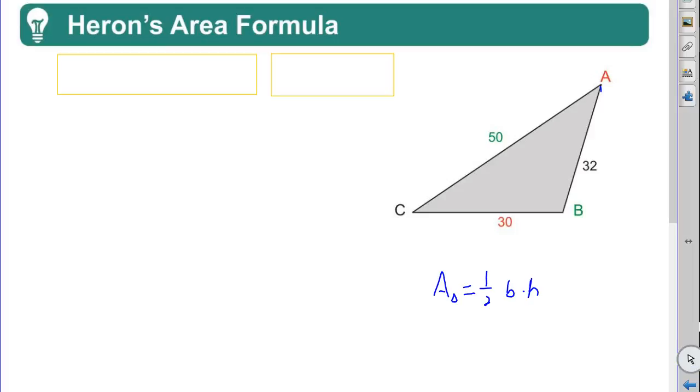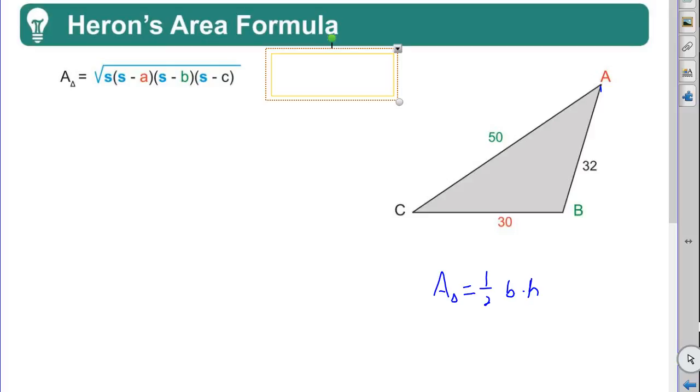Do you remember it? Area of a triangle equals the square root of S times the quantity S minus A, that's side A, times the quantity S minus B, side B, times the quantity S minus side C. So you have to remember what is S. And I hope you're thinking the semi-perimeter. It's the perimeter divided by 2. So add up the lengths of the sides and divide by 2.